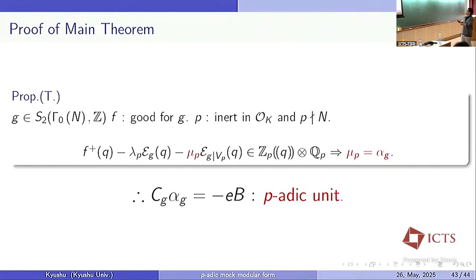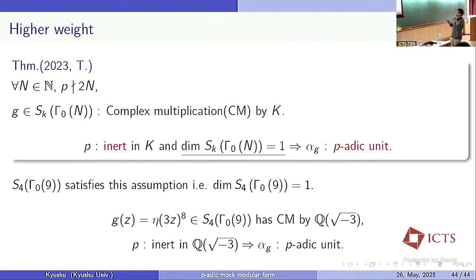I have finished the proof. Sorry, I have a last slide. In this talk, we only treat the weight 2 new forms. However, we have examples where alpha Z is a p-adic unit in the higher weight case. Okay, I will explain this example.